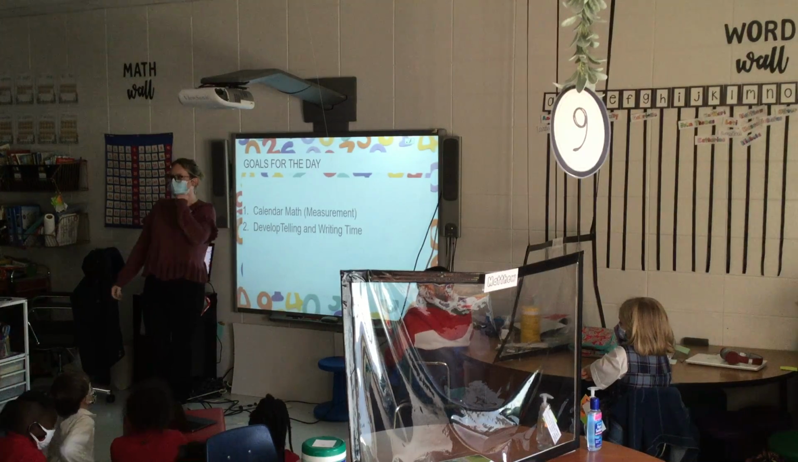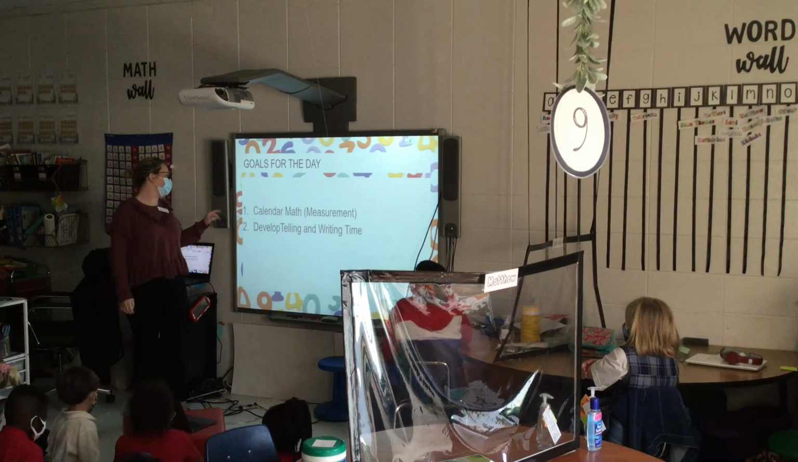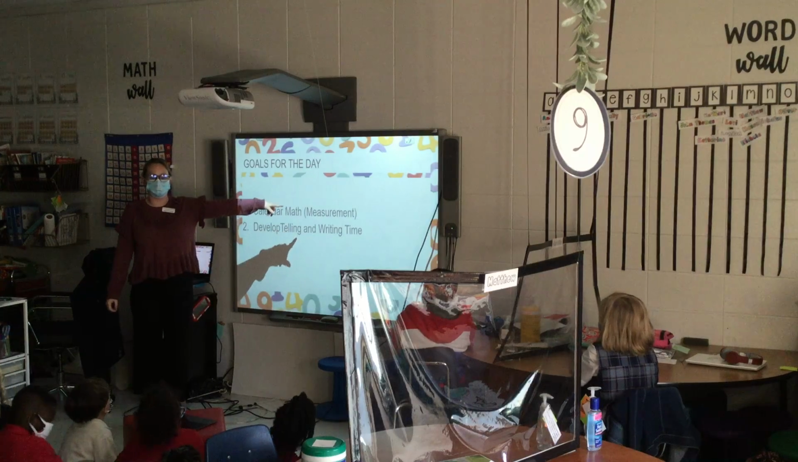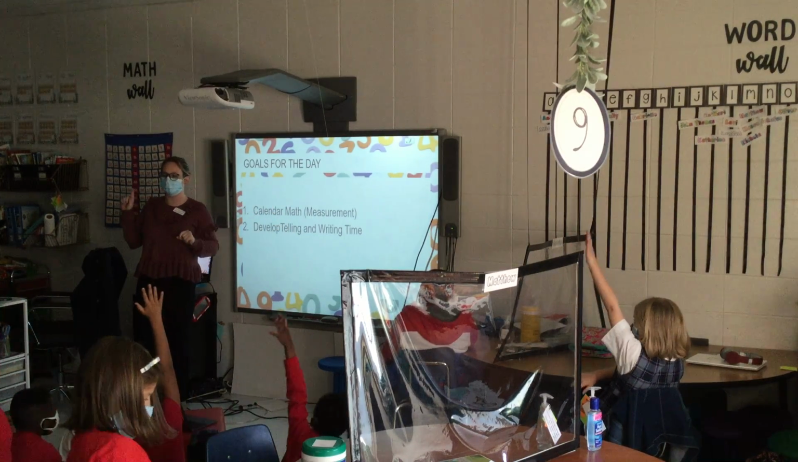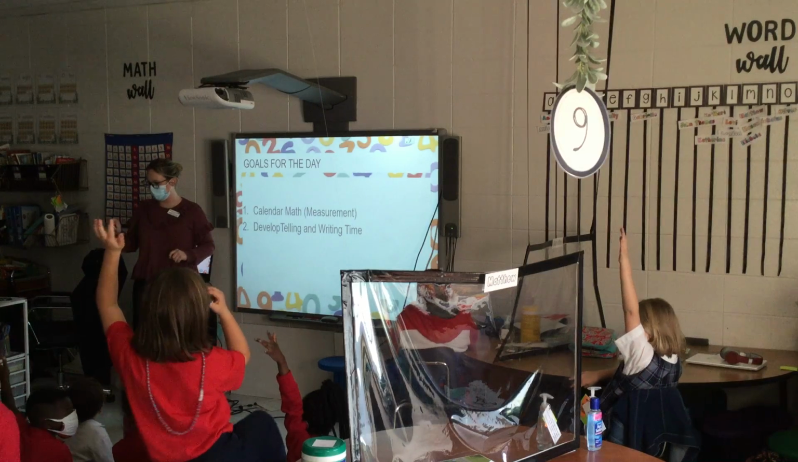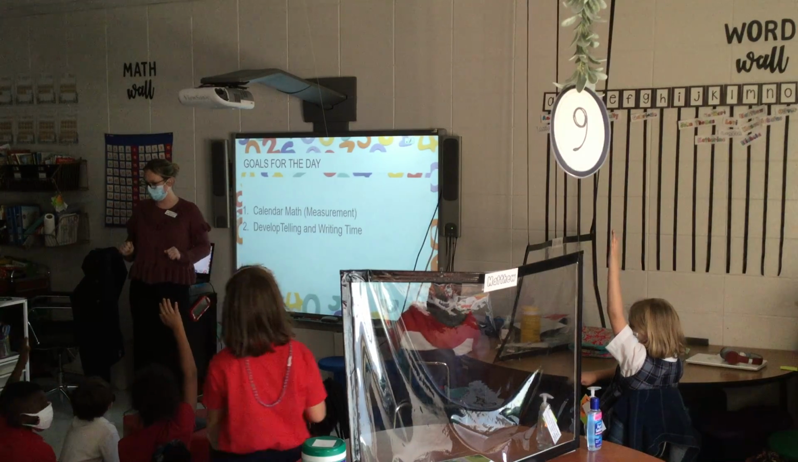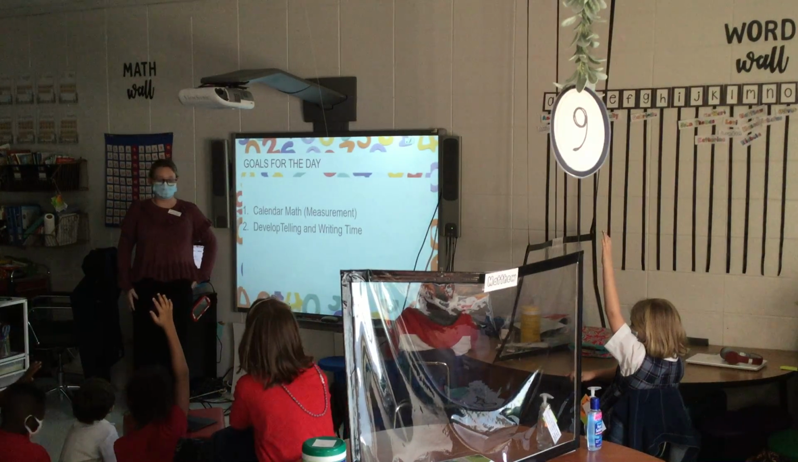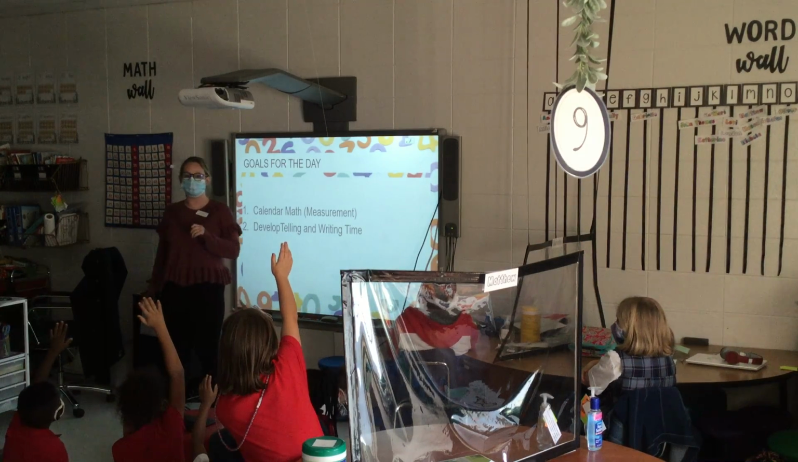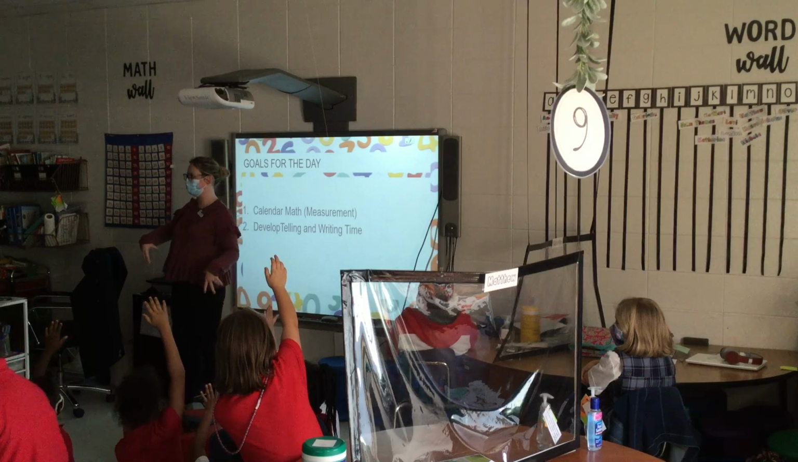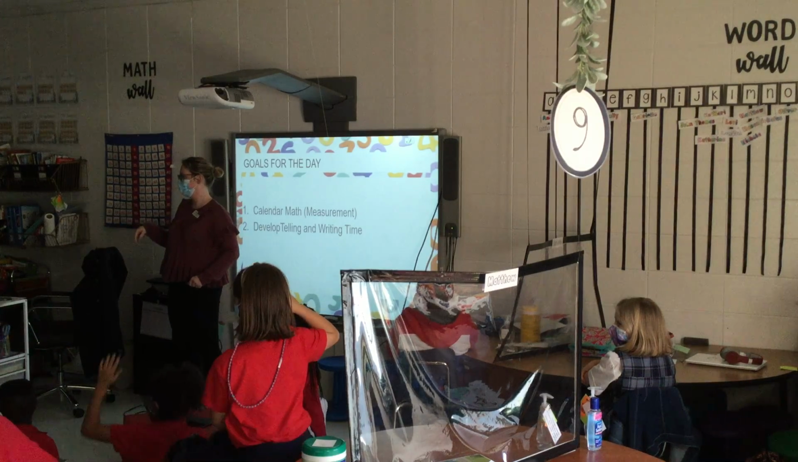It's 1:15, we can get started. So, our goals for today include calendar math. Remember we talked about measurement yesterday? What were some measurement tools that we learned from our video? Who can help me out? Catherine, what was one tool that we learned? A measuring tape. Yeah, Charlotte. Ruler. And what was the one that Ms. Golden brought out for us that we got to see? What was that one, Oliver?